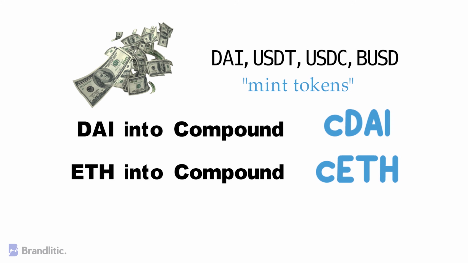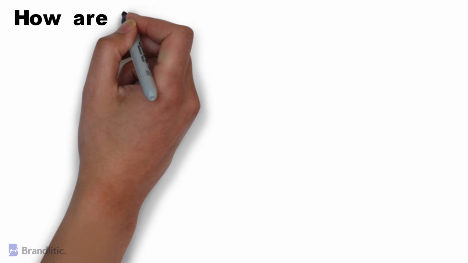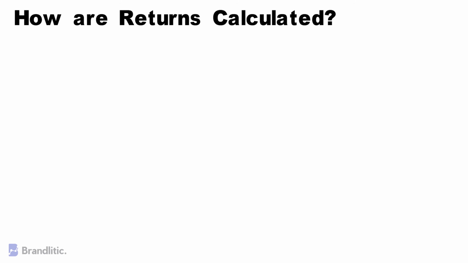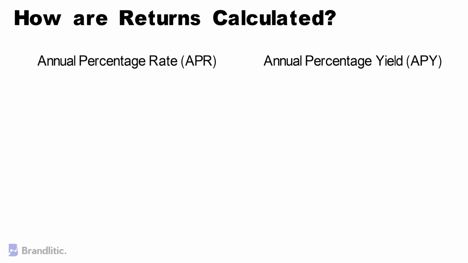This boils down to the next question. How are yield farming returns calculated? Now, typically the estimated yield farming returns are annualized. This estimates the return that you could possibly expect over the course of a year. Some commonly used metrics are annual percentage rate, or APR, and annual percentage yield, or APY.